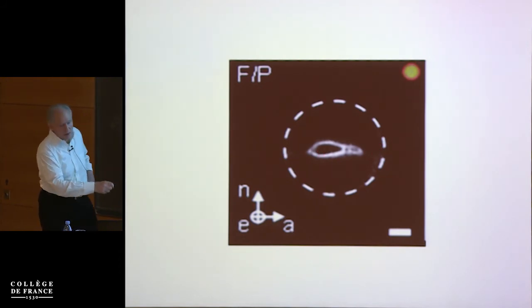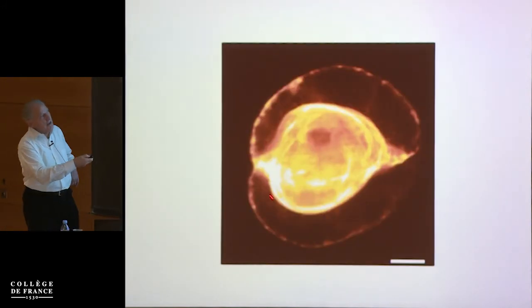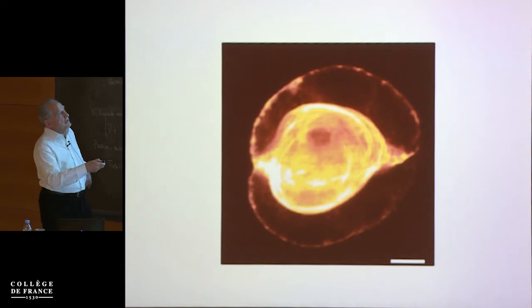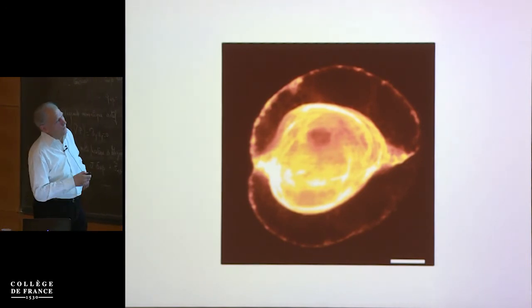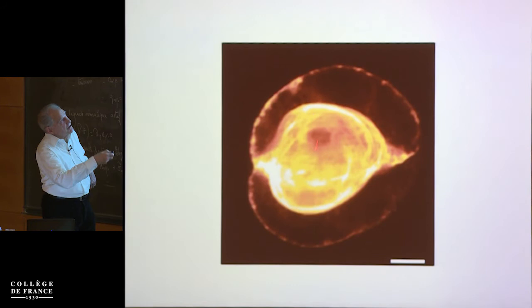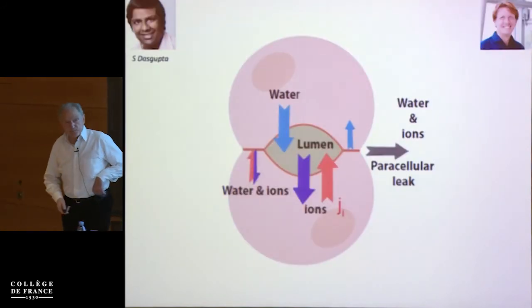And here this guy grows, and it grows all the way to such a size. It depends on what you do. In that case, it became really big because Virgil has been adding some myosin inhibitor. I'll come back to that. But so you can follow the growth dynamics. And the question is, how would you describe that?